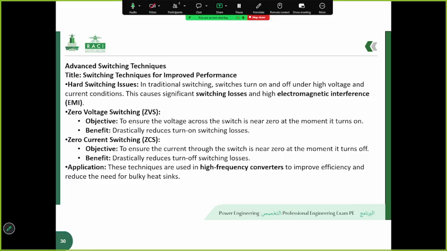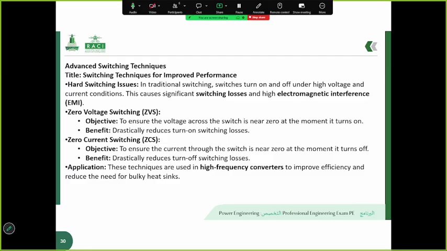So this slide focuses on advanced switching techniques that address a major limitation of traditional or hard switching converters: high switching losses. In hard switching, the power semiconductor devices like MOSFET and IGBT turn on and off while both high voltage and high current are present across them. This simultaneous overlap of voltage and current leads to significant energy dissipation during a switching cycle.